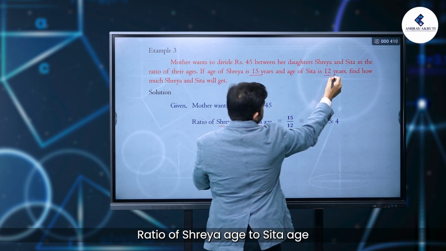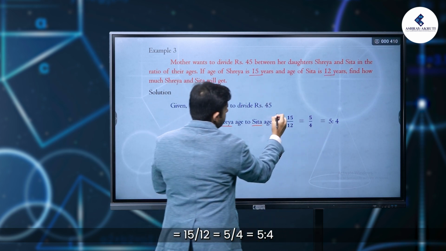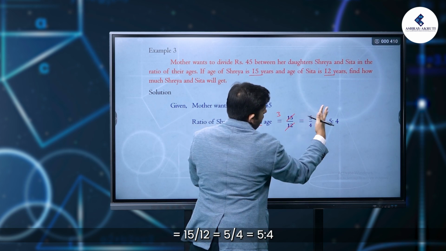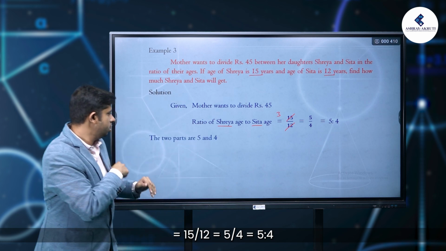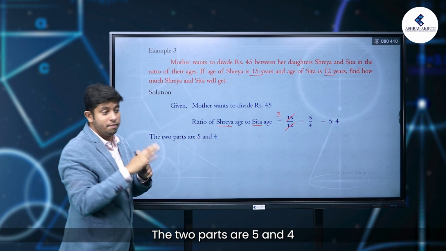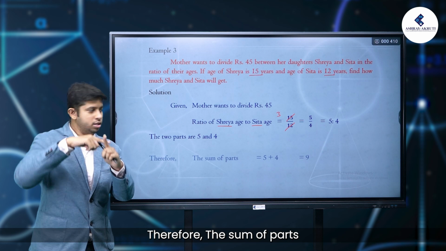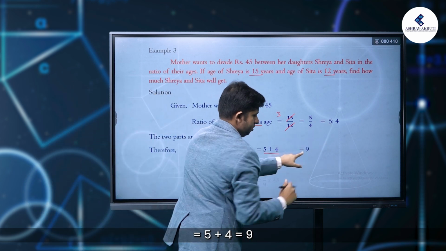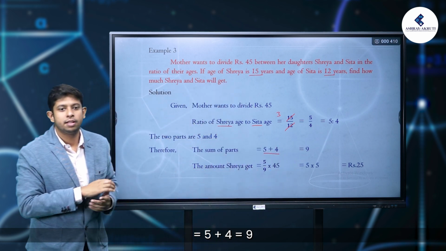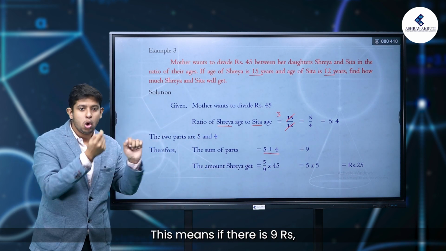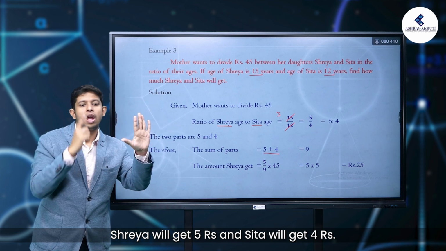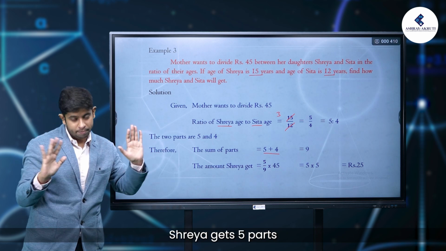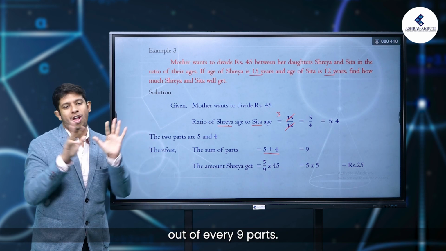Ratio of Shreya's age to Sita's age is equal to 15 by 12, which is equal to 5 by 4, equals to 5:4. The two parts are 5 and 4. Therefore, the sum of parts is equal to 5 plus 4, equals to 9. This means if there is 9 rupees, Shreya will get 5 rupees and Sita will get 4 rupees. Or we can also say that Shreya gets 5 parts and Sita gets 4 parts out of every 9 parts.